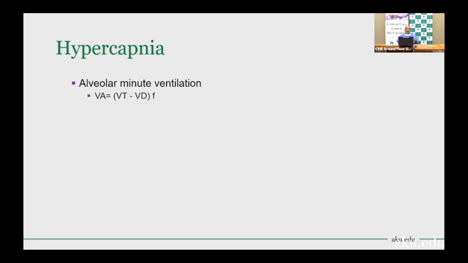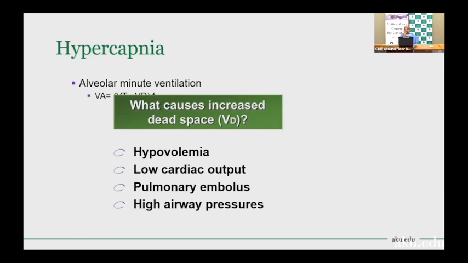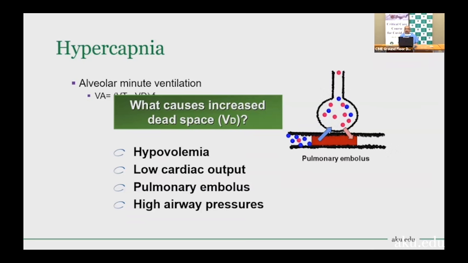If you have increased dead space ventilation, of course it reduces your alveolar ventilation, and there's a risk of hypercapnia. What are the common causes of hypercapnia? Hypovolemia: when there's no blood flow, you may have no transfer of carbon dioxide in the pulmonary vessels, with accumulation of carbon dioxide in the blood, and you may have a high PCO2. Others are low cardiac output, pulmonary embolism, and high airway pressure. High airway pressure means whenever you ventilate your patient with positive pressure ventilation, it increases your dead space and compresses the vessels, and increases the risk of hypercapnia and dead space ventilation. And this is the picture on it.